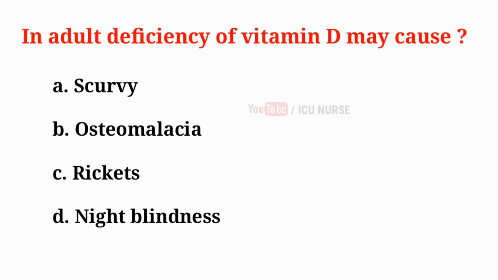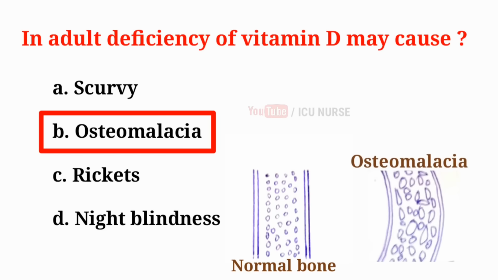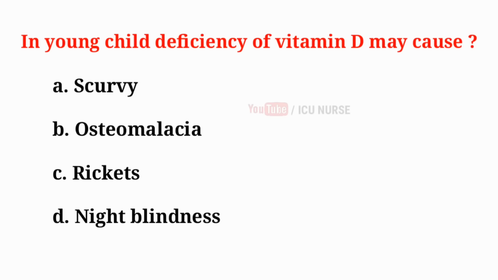In adults, deficiency of vitamin D may cause: A. Scurvy, B. Osteomalacia, C. Rickets, D. Night blindness. And the correct answer is B. Osteomalacia. In young children, deficiency of vitamin D may cause: A. Scurvy, B. Osteomalacia, C. Rickets, D. Night blindness. And the correct answer is C. Rickets.